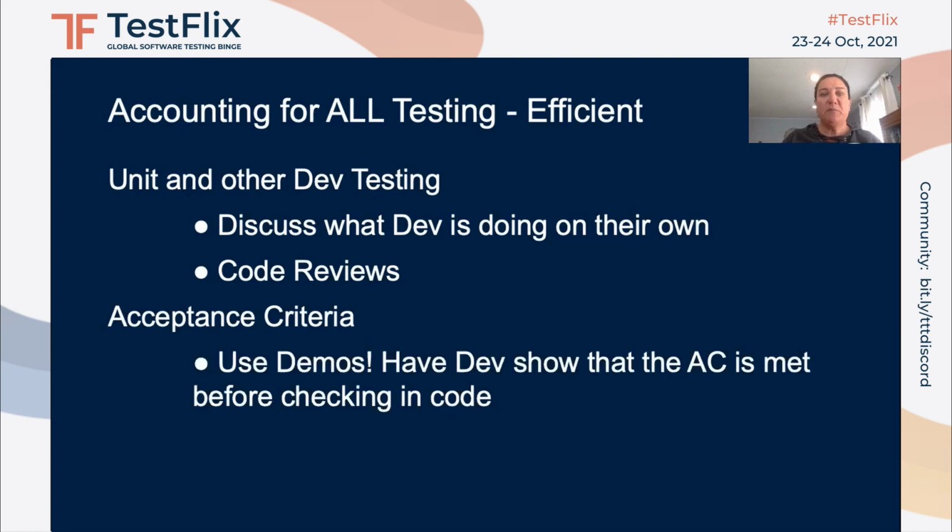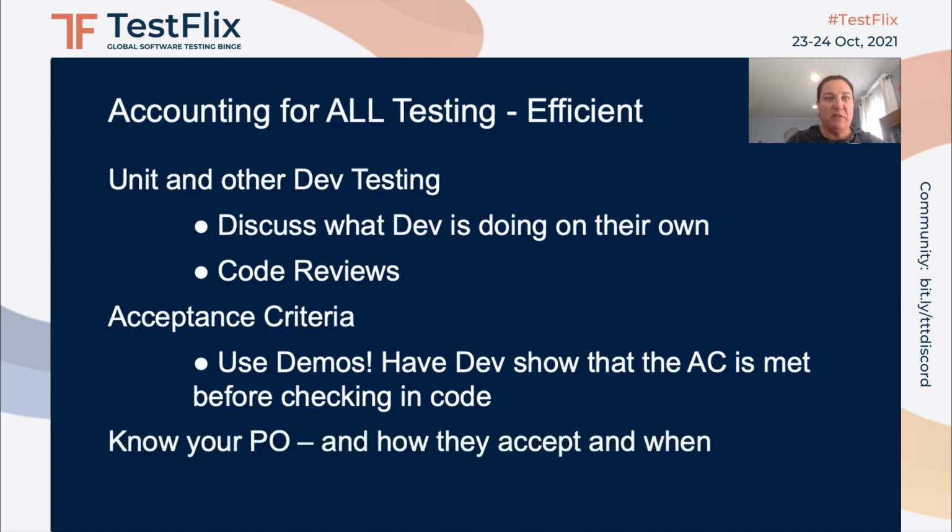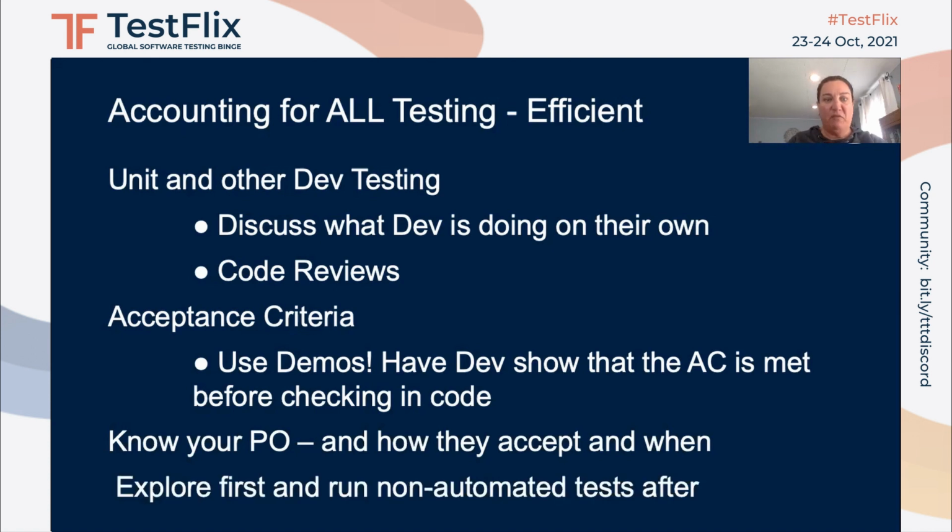Going back to focusing on acceptance criteria, one way that we can counterbalance the inefficiency of us immediately testing acceptance criteria is that we may shift that demo to an informal demo from dev and actually have the software engineers or dev show that the AC is met, ideally before checking in code. And we can introduce that into the team dynamics. Know your PO and how they accept and when. Again, they're doing testing right alongside of us in a lot of cases, and we want to continue to encourage that, but we don't want to duplicate their testing efforts.